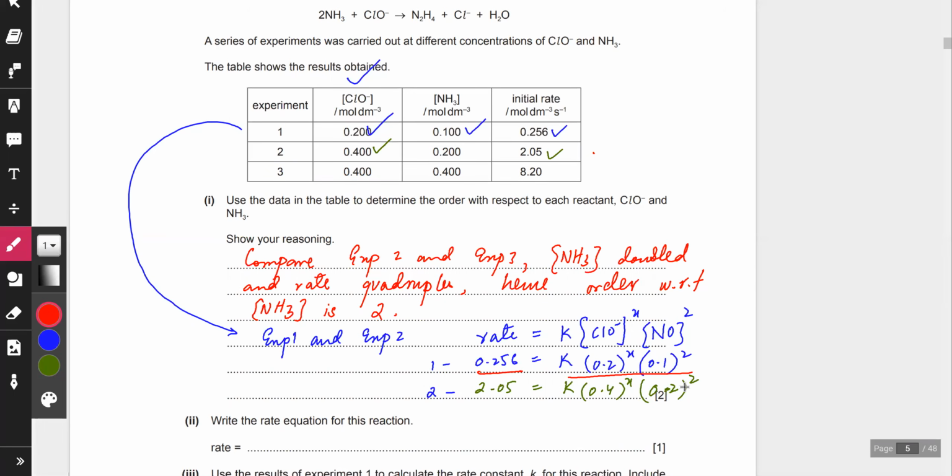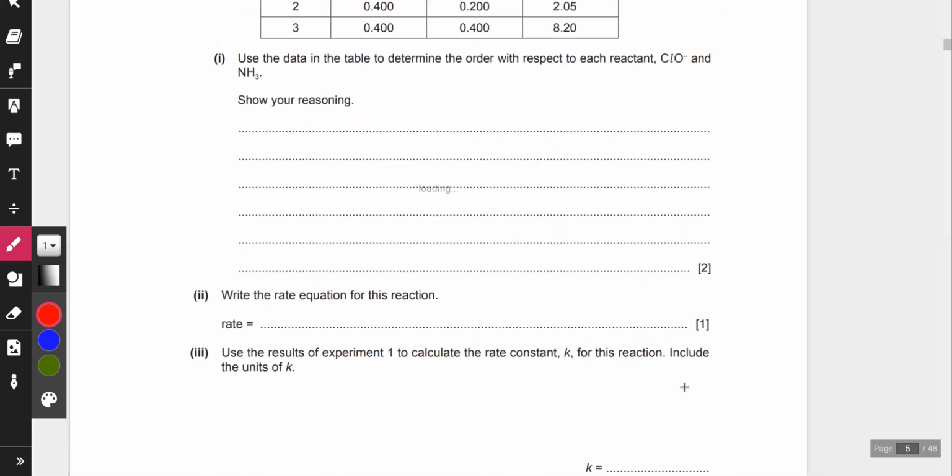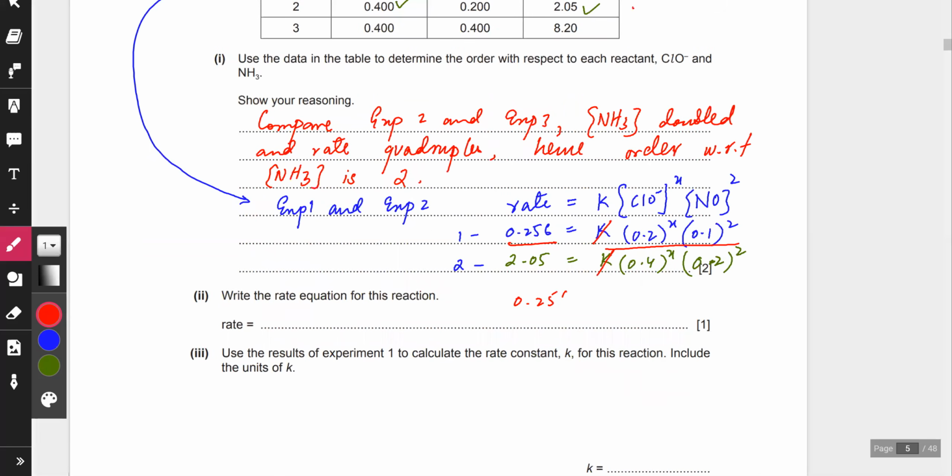If I divide both sides, the k is going to get cancelled out. So this is 0.256 divided by 2.05. This side, 0.2 squared would come over here, 0.1 squared would come over here, and the middle part would be 0.2 divided by 0.4 to the power x. And I'm going to try and solve this. This would become half to the power x. I'm not sure what this would be, so let's find out.